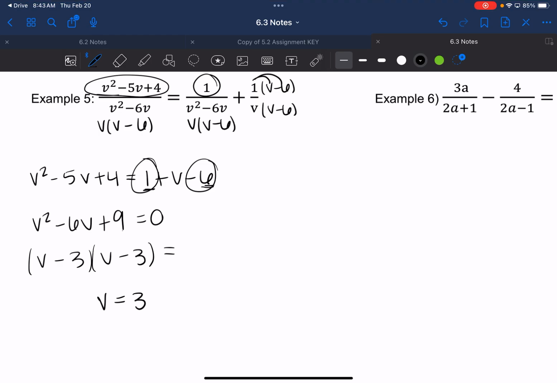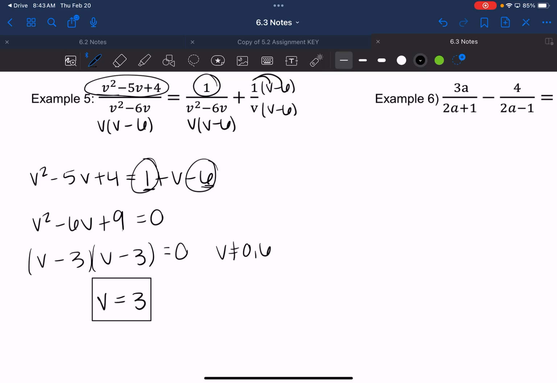Okay, but I need to go check. What would I not want to plug in for this v? 0. And what would we not want to plug in for this one? 6. So we also need to consider that v cannot equal 0 or 6. But lucky for us, that did not affect the solution we came up with. So v equals 3 is a real solution.